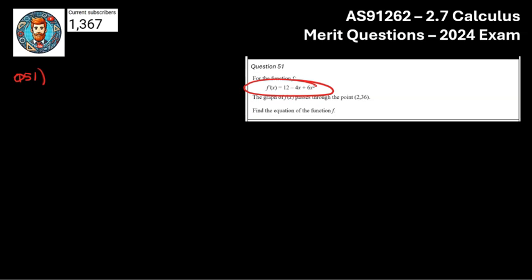And I suppose to note, the function we've been given here, that's the gradient function. So we need to integrate this and then use this information here to find that out. So the first thing is this coordinate here, that tells us a bit of information about x and y, which we're going to be able to use later on. So it tells us that x is equal to 2, and it tells us that y is equal to 36. So we're going to need that there.